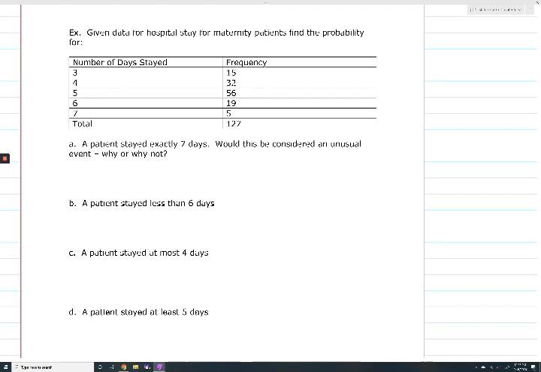So if a patient stayed exactly 7 days, that means we have the probability of 7 is equal to 5 over 127. The probability of 5 over 127 is equal to 0.039. And yes, this is unusual because it is less than our 5% cutoff.